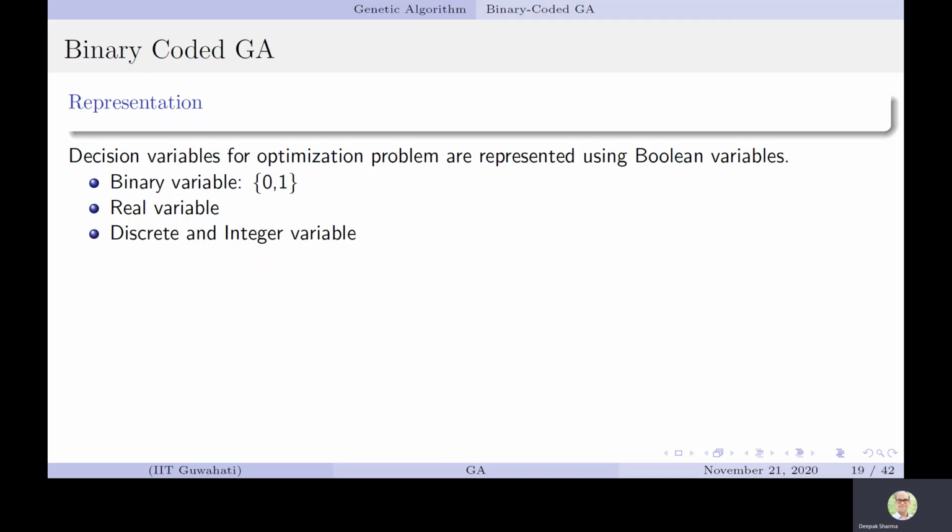So we can assign 0 and 1. 1 means we have to go, 0 means we don't have to go. Similarly, like switch on and off in electrical engineering. Then we have a real variable. So a real variable can also be represented using a binary string. Discrete and integer variables can also be represented using a binary string.